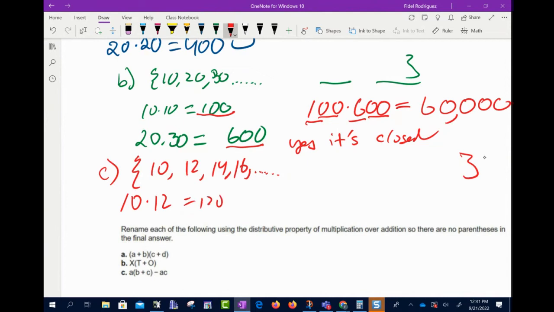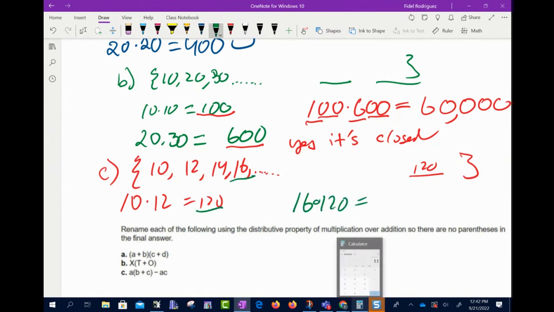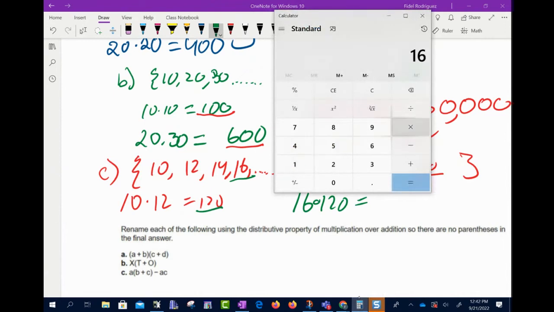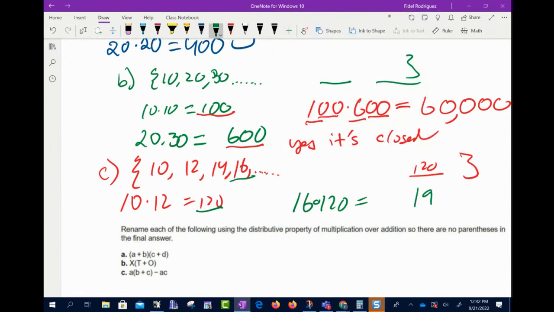If we were to take 10 times 12, that would be 120. Now I know 120 would be in there because it's still an even number, right? Now let's try something big here. Let's try 16 times 120. Forgive me, but I'm going to use my calculator for this. 1920. Wouldn't that number also still be in my set because it's still an even number? It's still bigger than 10. So I'm going to say, yes, it's closed.